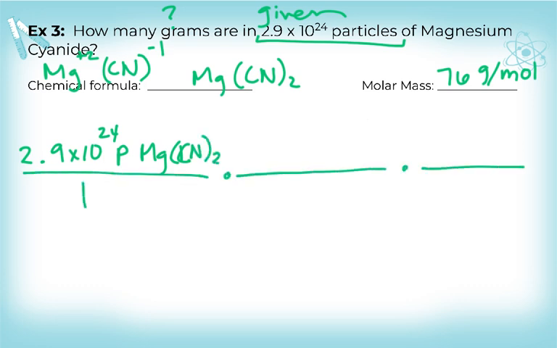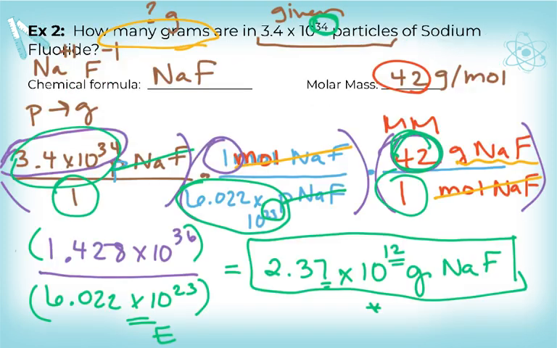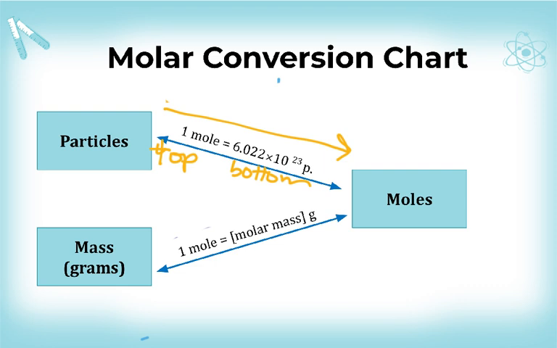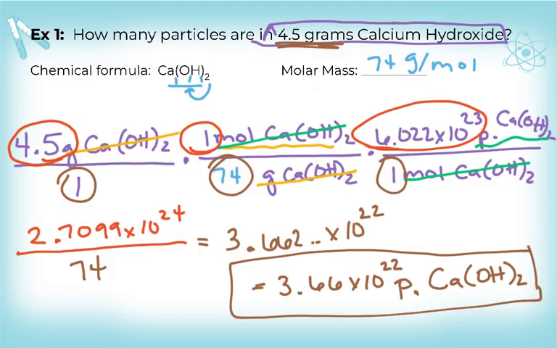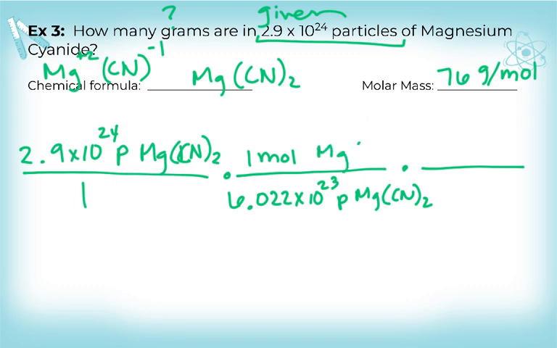And then we're going to have two conversion factors. Looking at our chart now, again, we're getting rid of particles, so that's going to go on the bottom so that the particle units cancel. We want to get to moles first, so that's going to go on the top. Keep referencing that chart if it's helpful for you. So we have 6.022 times 10 to the 23rd particles of magnesium cyanide on the bottom, and that's equal to 1 mole, which is going to go on the top.